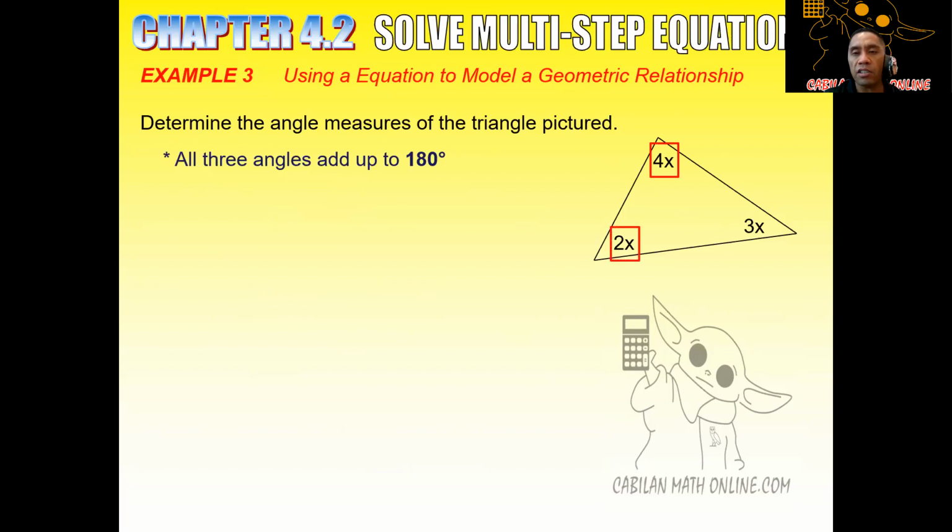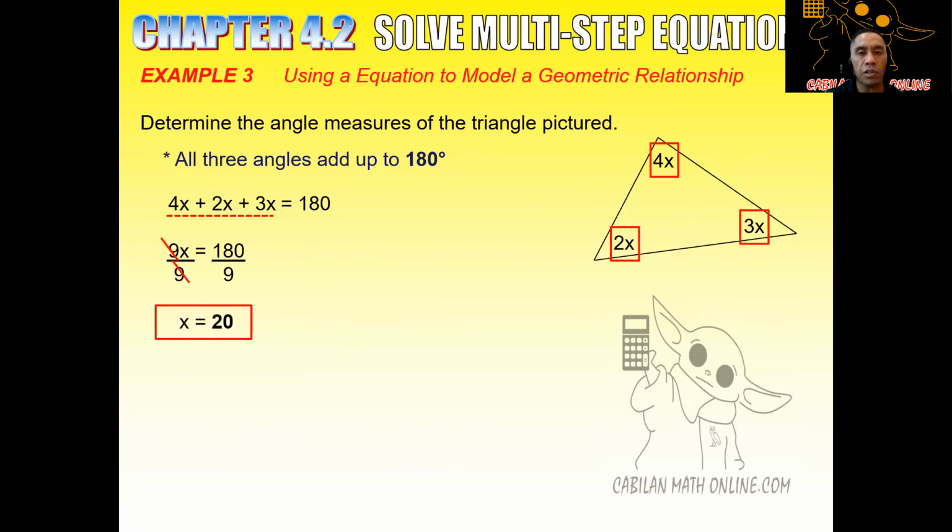So we're going to take the 4x, the 2x, and the 3x, add them up, and let it equal 180. Now, on the left side, you can see that we can gather the like terms. We're going to add the 4x, the 2x, and 3x together, and that's going to give me 9x. As you can see, the 9 and the x are grouped together by multiplication. So we're going to divide both sides by 9, the coefficient, because it's the opposite operation. And this will give us a value of x equals 20.